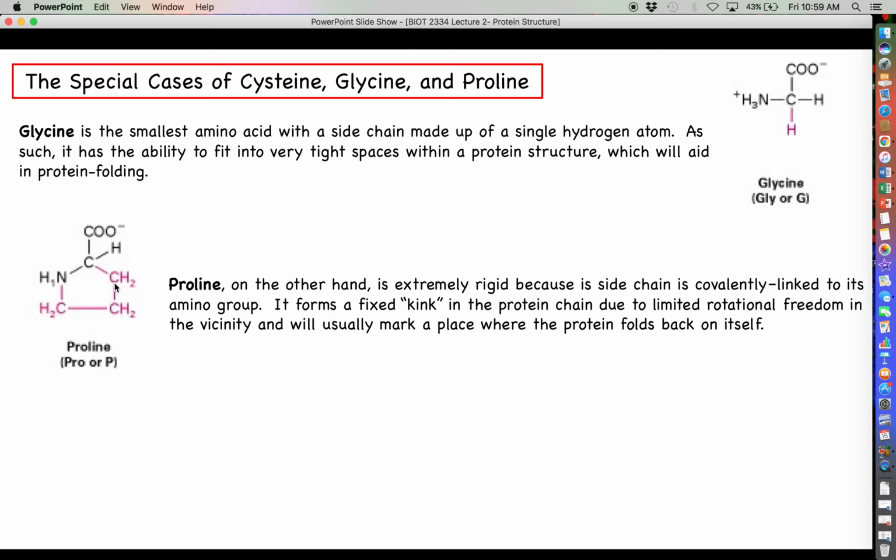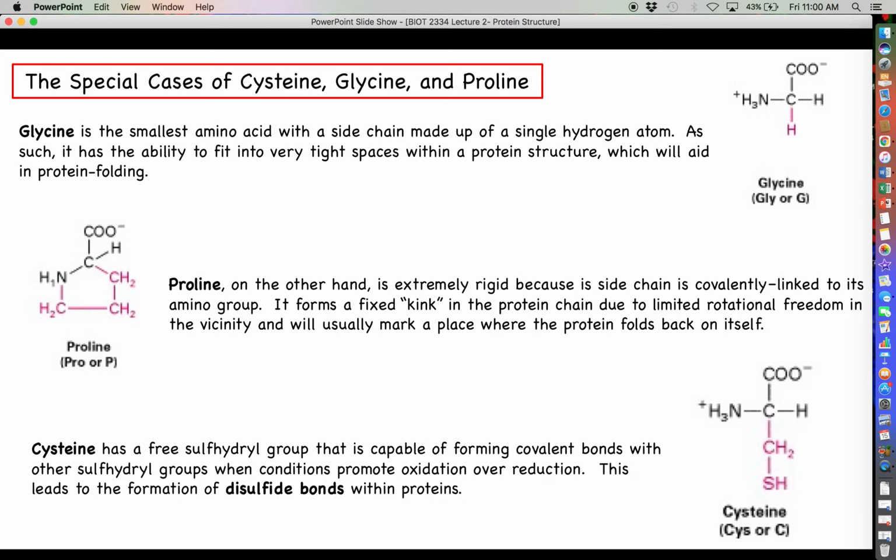So because of this fusion between the alpha carbon and the side chain and the amino group, proline is going to be very, very rigid. It's not going to have that rotational freedom that we talked about before. So this is going to form a fixed kink in the protein chain, and because of that limited rotational freedom in the vicinity, this is usually going to mark a place where a protein likes to kind of fold back on itself. If you think about a wire coat hanger, think of the proline as the place on the edge where you fold that wire back so that you can actually hang a coat on it.